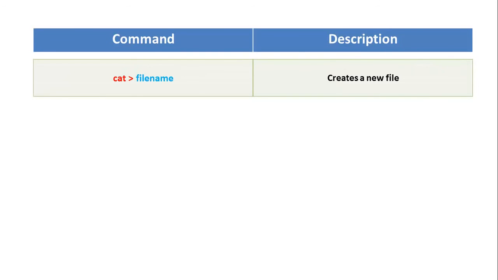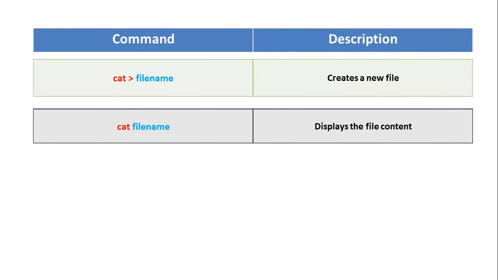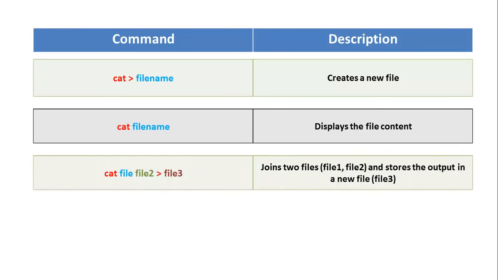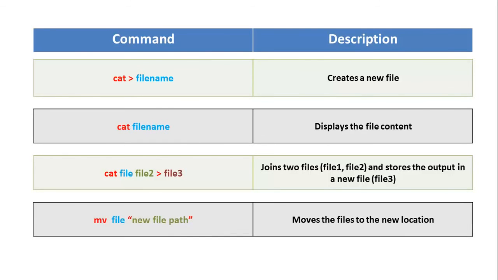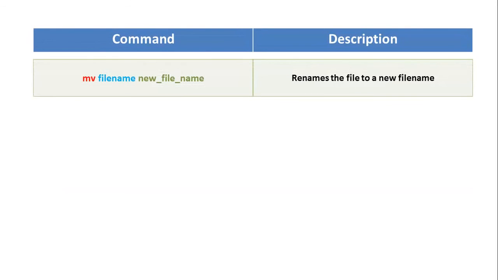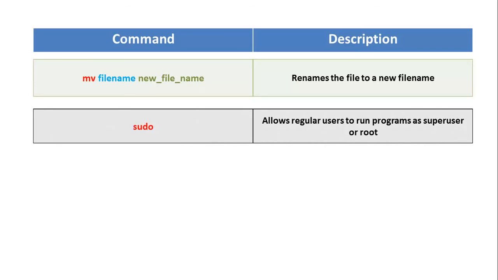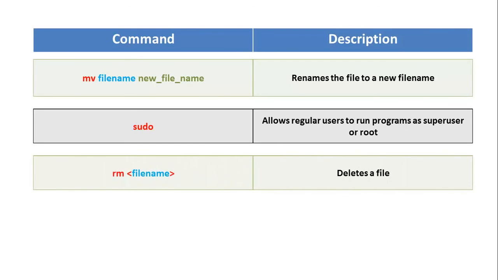The cat file name command creates a new file. The cat file name displays the file content. Using this command, you can join two files and store the output in a new file. mv file new file path would move a file to its new location. The next is the mv file name new file name command, which would rename the file to a new file name. Sudo is an important command, and it allows regular users to run programs with the security privileges of the superuser or root. The rm command deletes a file.